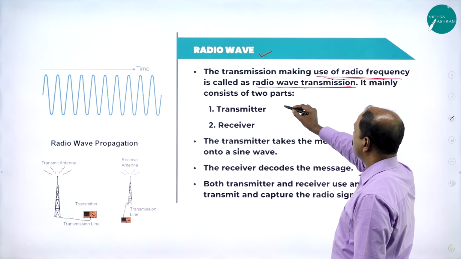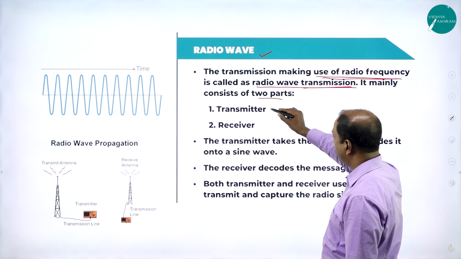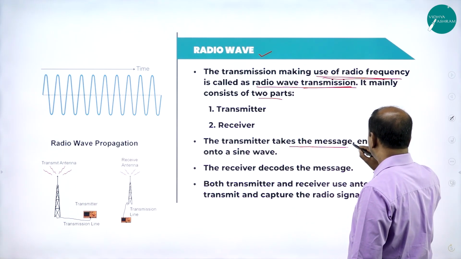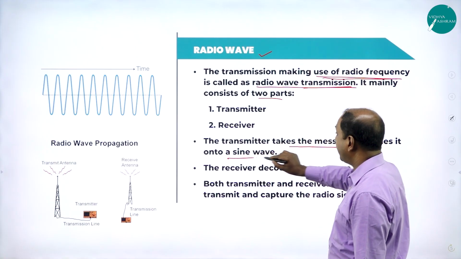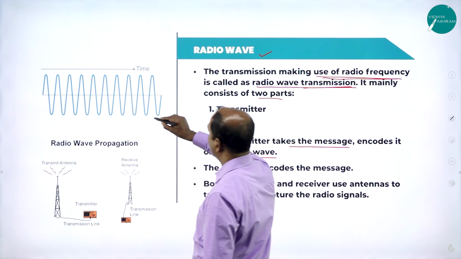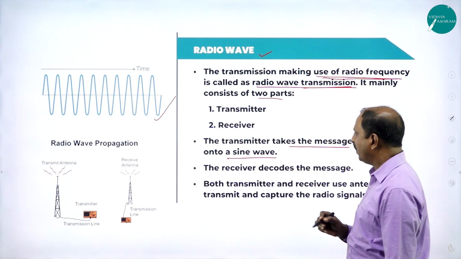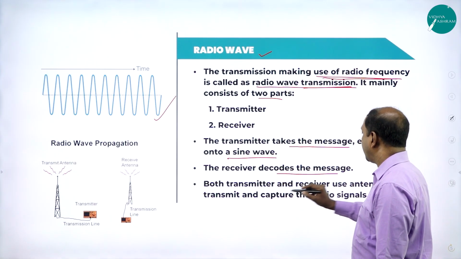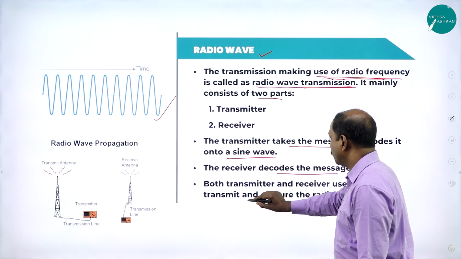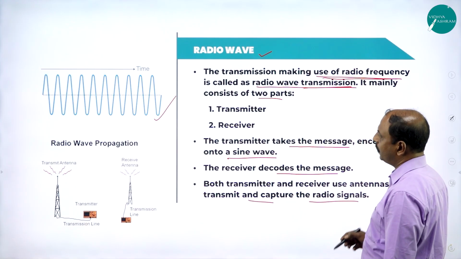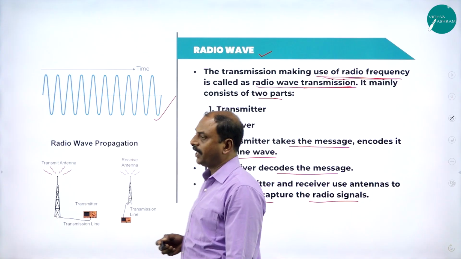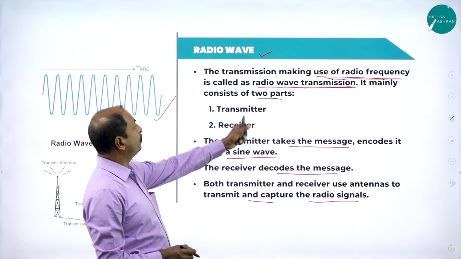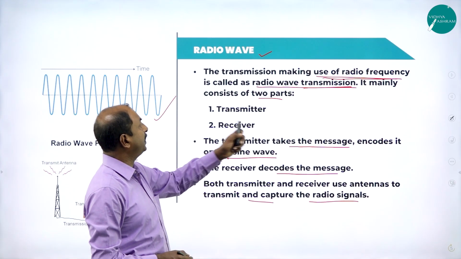So there are two parts: one is the transmitter and the other is the receiver. The transmitter takes the messages and encodes them into a sine wave. This is what we call the signals or sine wave. The receiver decodes the messages, and both transmitter and receiver use antennas to transmit and capture the radio signal. So this is how radio wave technology works here. Here there are two parts, one is the transmitter and one is the receiver.